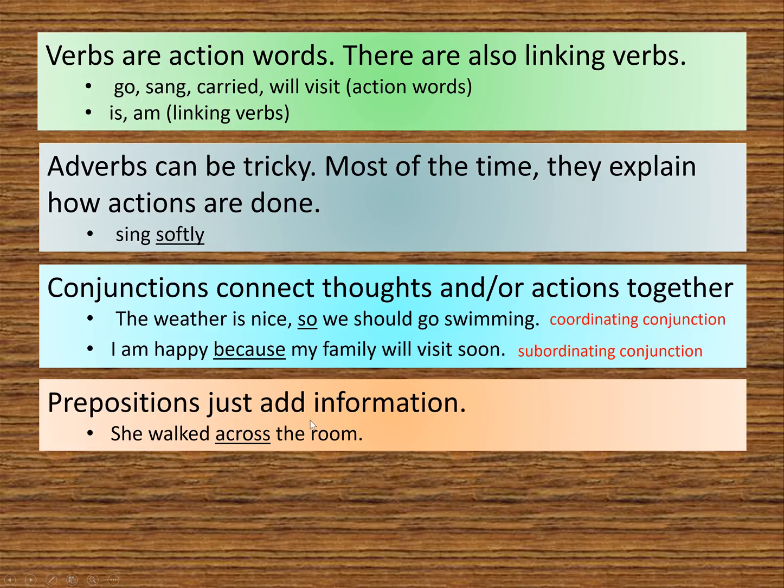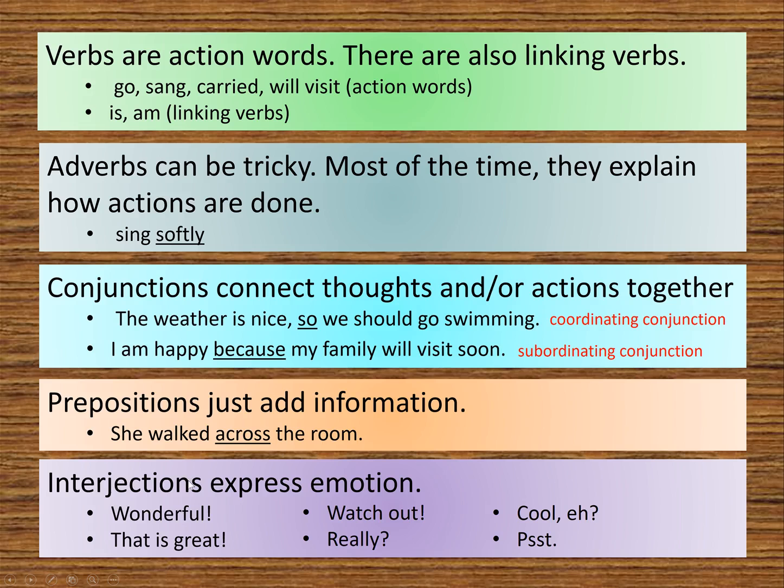But I wanted to make a little bit better sentence, so I used a preposition to do that. She walked across the room. And you always want to put your preposition at the end. That's the best way to use a preposition. Lastly, interjections express emotion. The examples that I shared today were wonderful. That is great. Watch out. Really? Cool, eh? Or psst, right? Like if you're whispering something to somebody. I hope all of this has been helpful. Thank you.